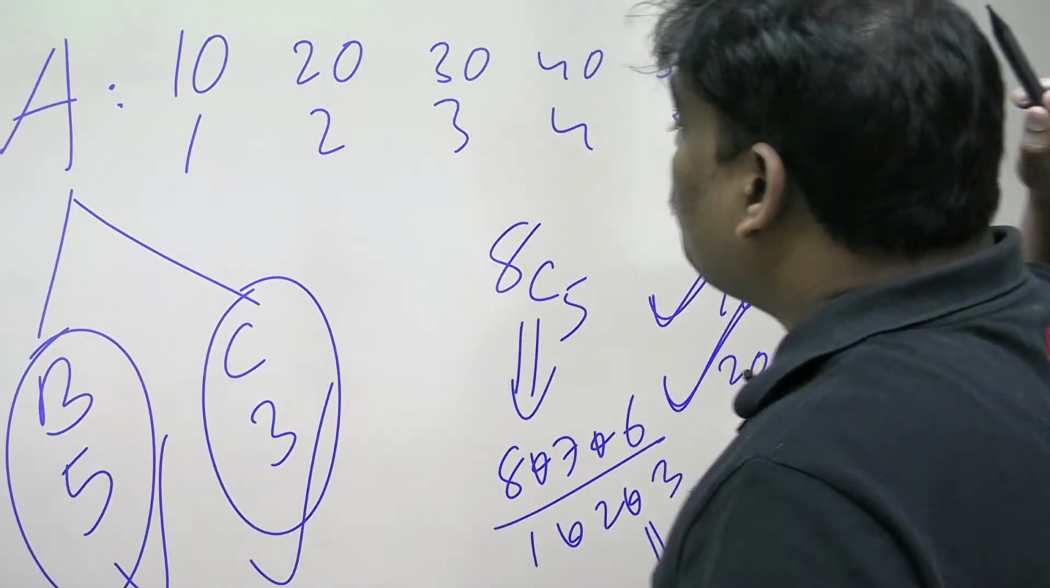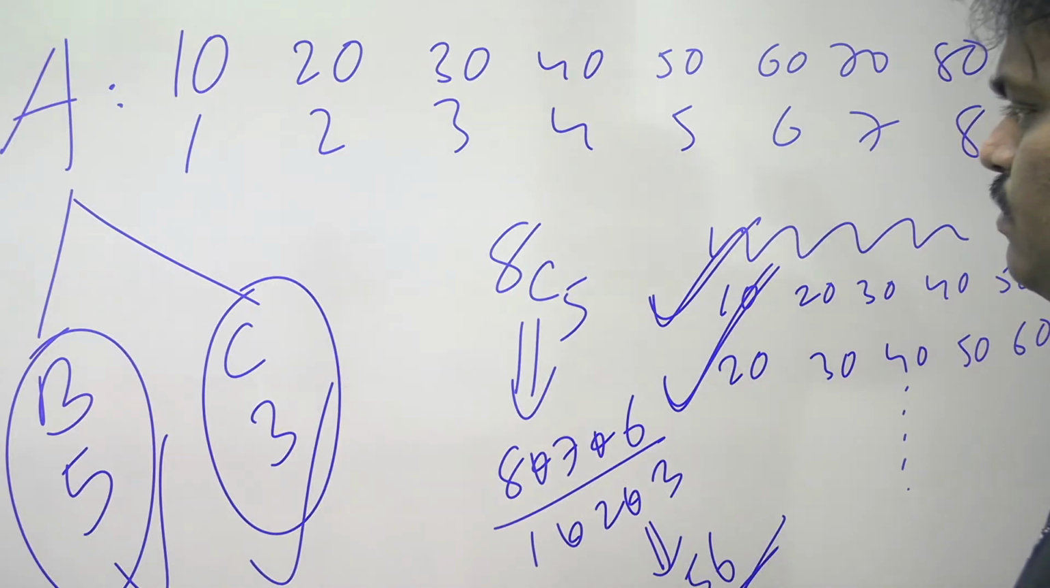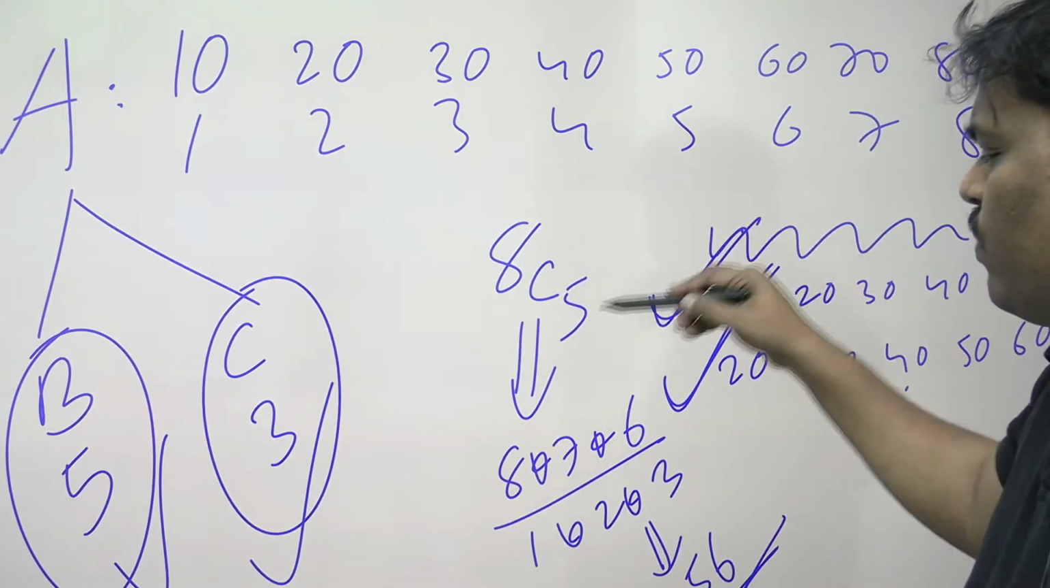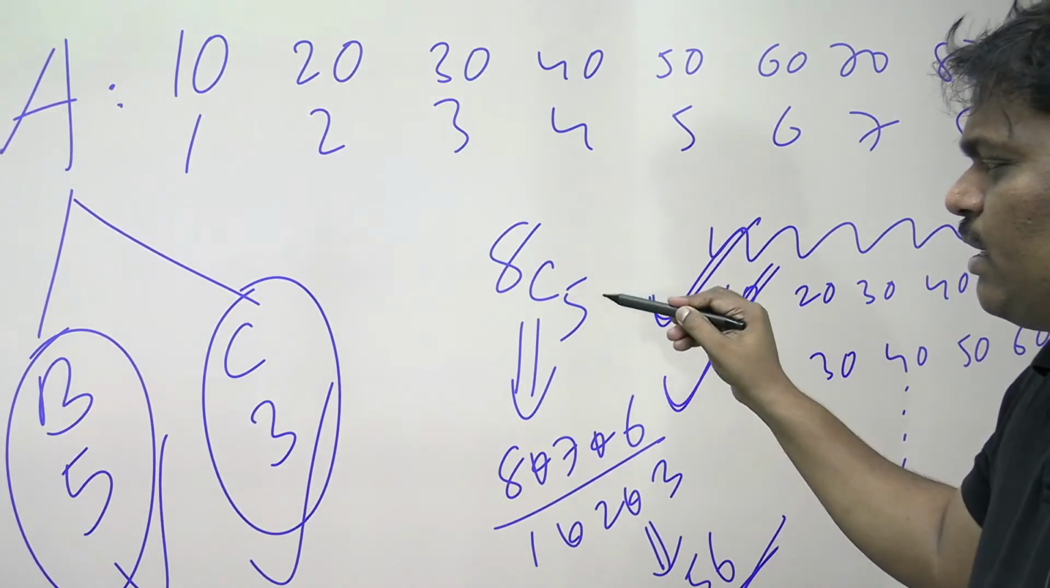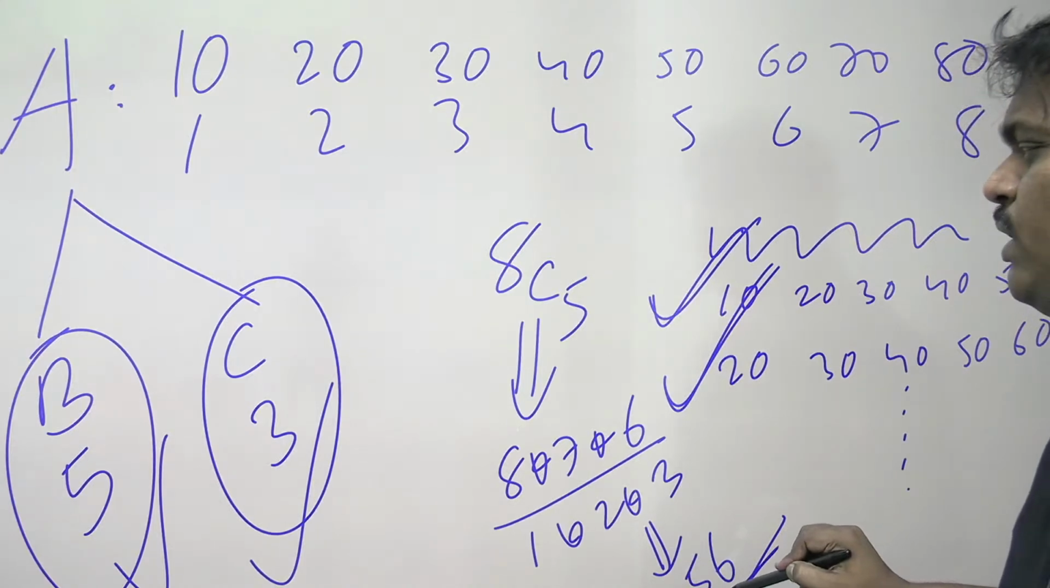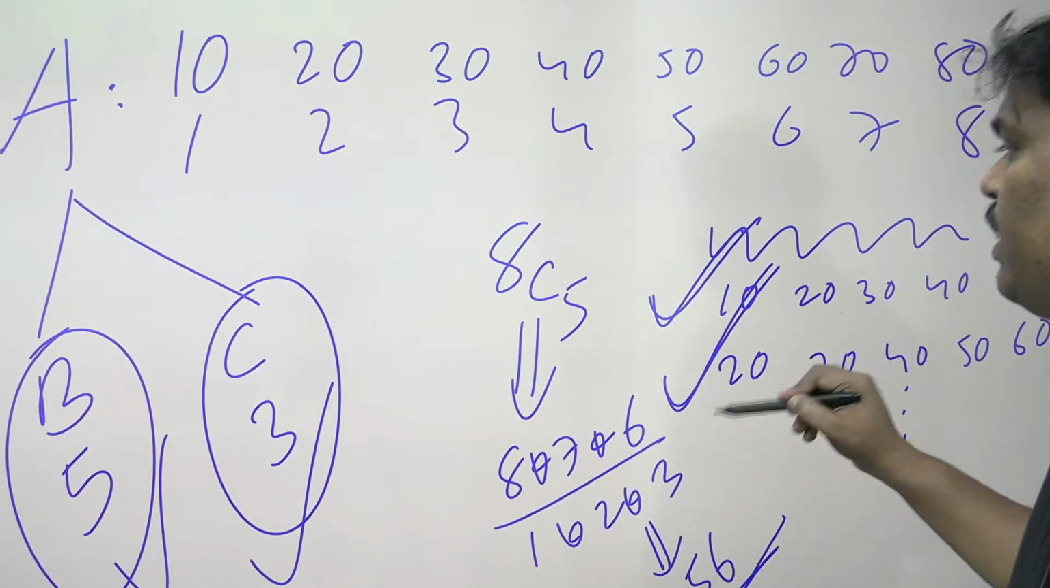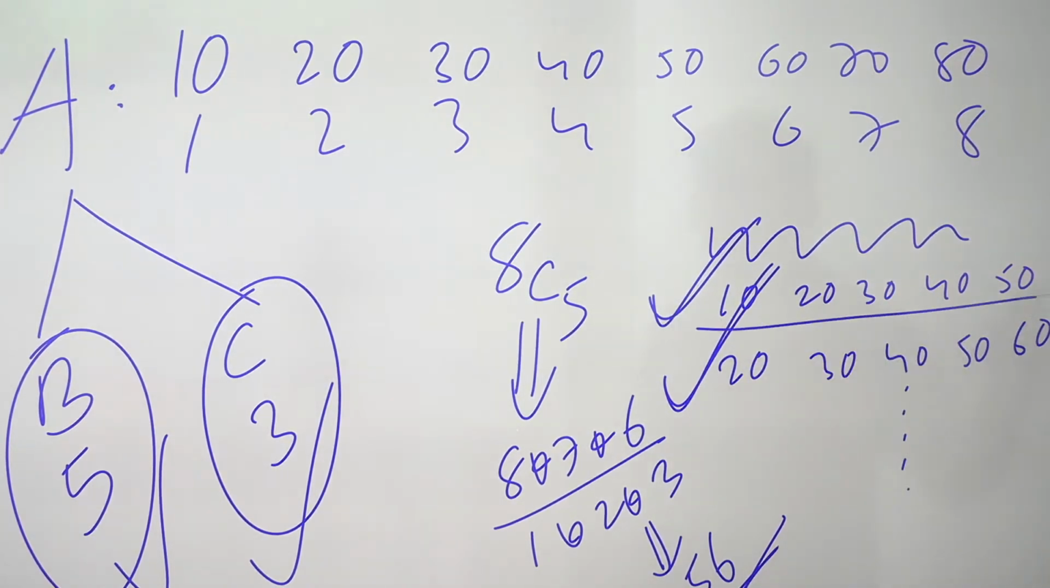Remember, combination order doesn't matter, but permutation order matters. Out of 8 selecting 5, 8C5, where C means combination, gives 56 possibilities. Remember, your order doesn't matter. See this one, the same order will be there. Sorted order combination is sorted order.